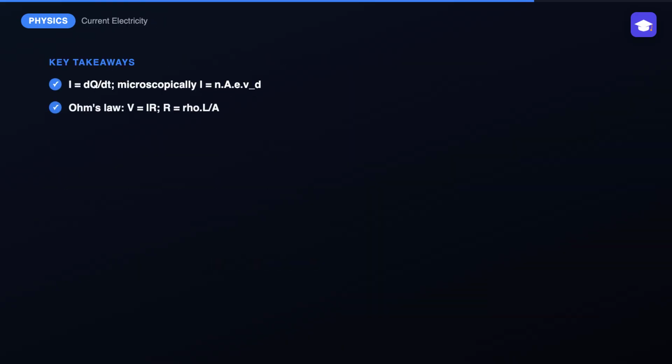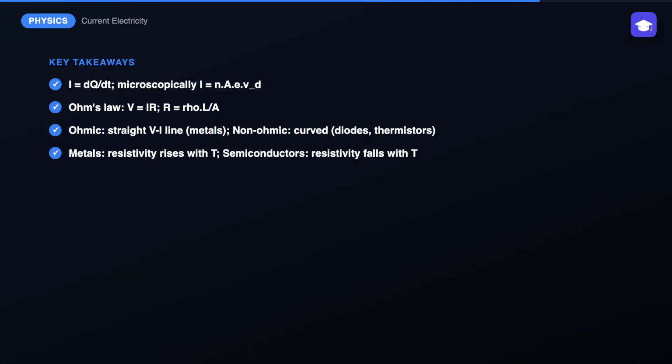Let's recap. Electric current is the rate of flow of charge, I equals dq over dt, and at the microscopic level arises from a very slow electron drift velocity. Ohm's law V equals IR holds for ohmic conductors like most metals, where resistance relates to resistivity through R equals ρ L over A. Remembering that metals and semiconductors have opposite temperature dependence, and that Ohm's law is an empirical rule rather than a universal law, are the keys to avoiding common errors.